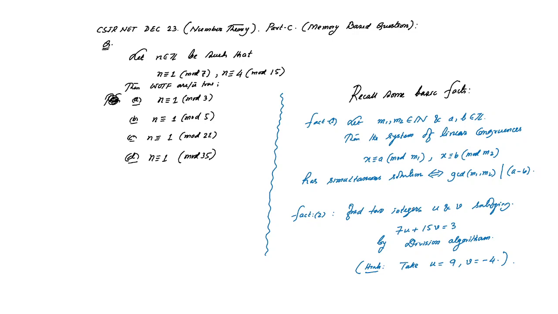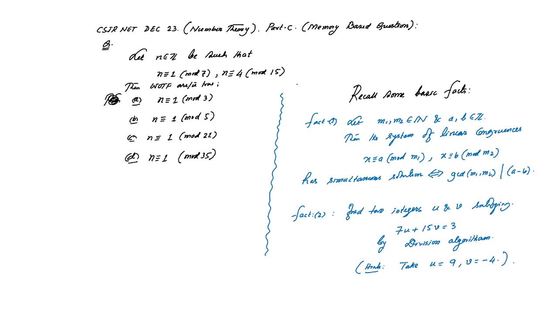This is one of the best questions asked in CSIR NET from number theory in December 23. The question is: let n be an integer such that n is congruent to 1 modulo 7 and n is congruent to 4 modulo 15, then which of the following are true? There are four options, A, B, C and D.